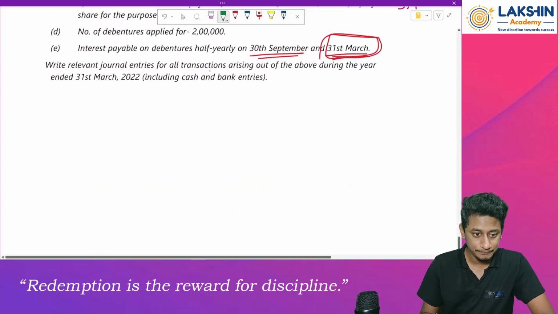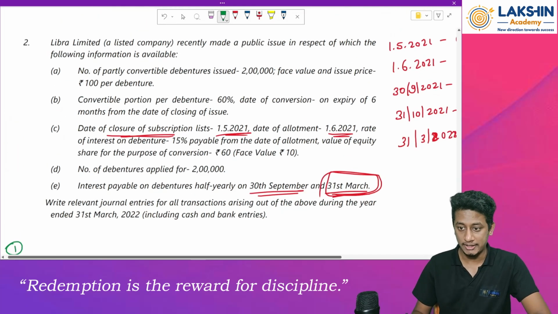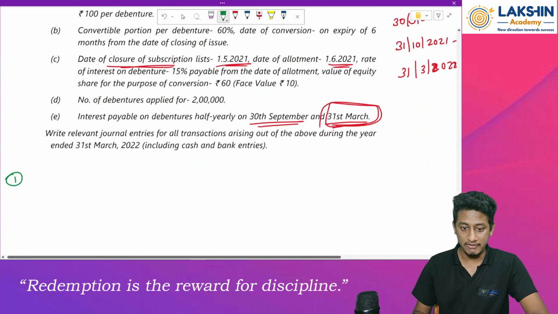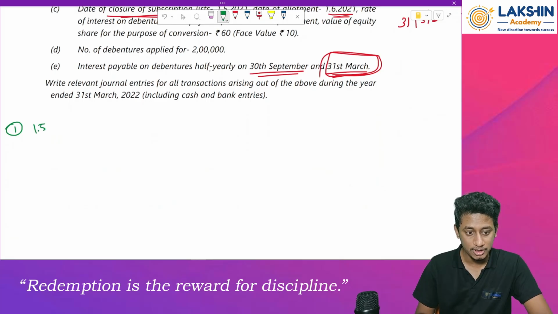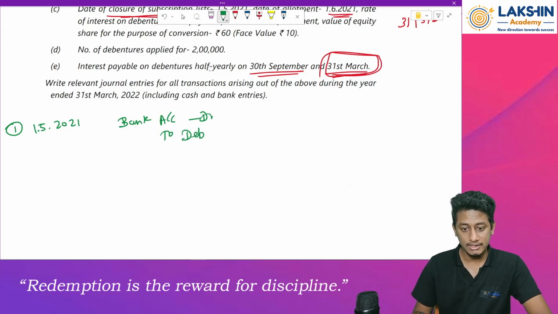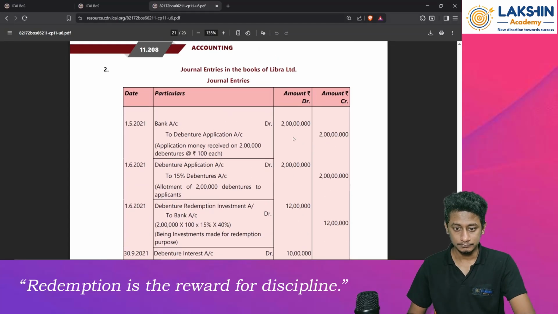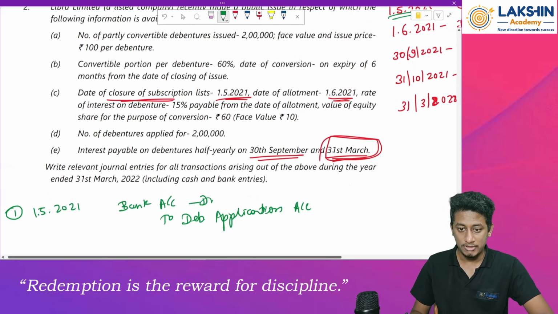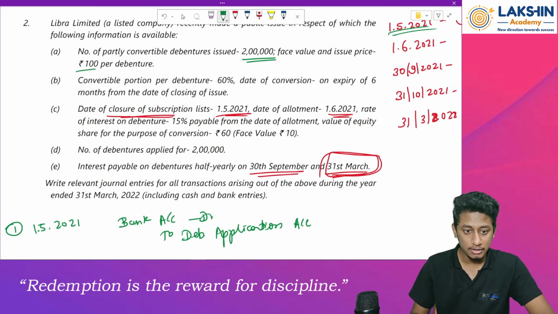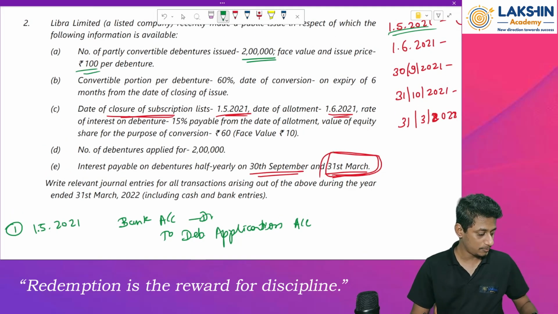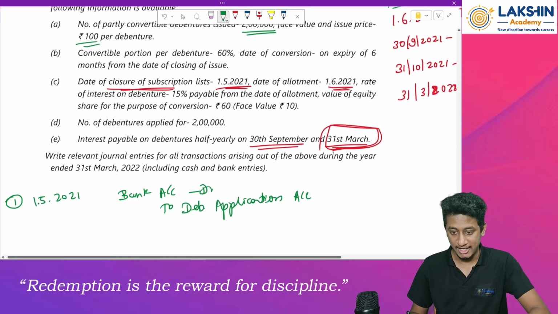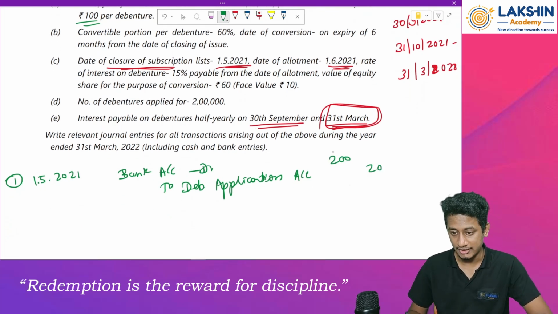So first entry for debenture issue. So on what date? On 1/5. We will assume we have received all the amounts. So on 1/5/2021, bank account debited to debenture application account. How much is the amount received? 2 lakh debentures of rupees 100, that is 2 crores. So I will just write it as 200 lakhs. Same thing, right? 200 lakhs.